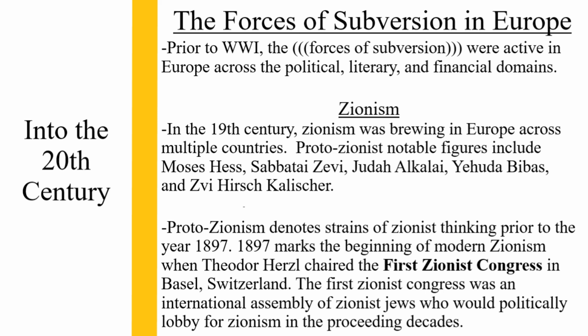1897 marks the beginning of modern Zionism when Theodor Herzl chaired the First Zionist Congress in Basel, Switzerland. The First Zionist Congress was an international assembly of Zionist Jews who would politically lobby for Zionism in the preceding decades. So before this, Zionist thinking existed. It wasn't organized. It wasn't powerful. Now we're seeing, after 1897, it's becoming powerful. It's having institutions lobbying for it across the West.